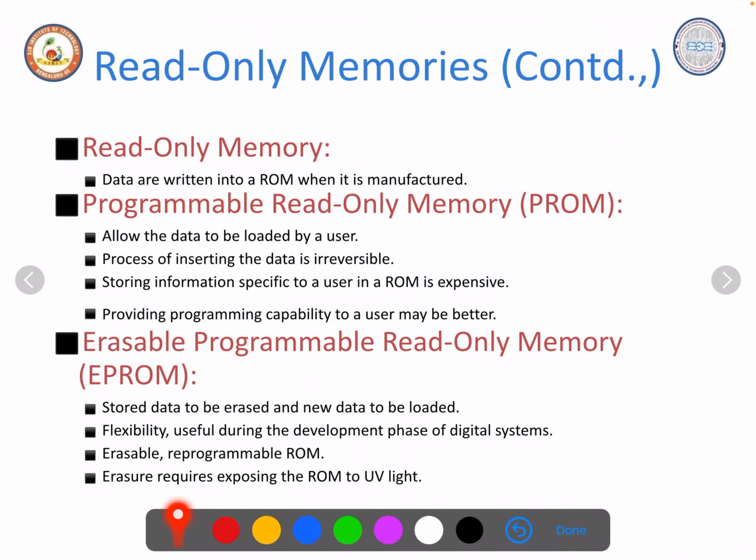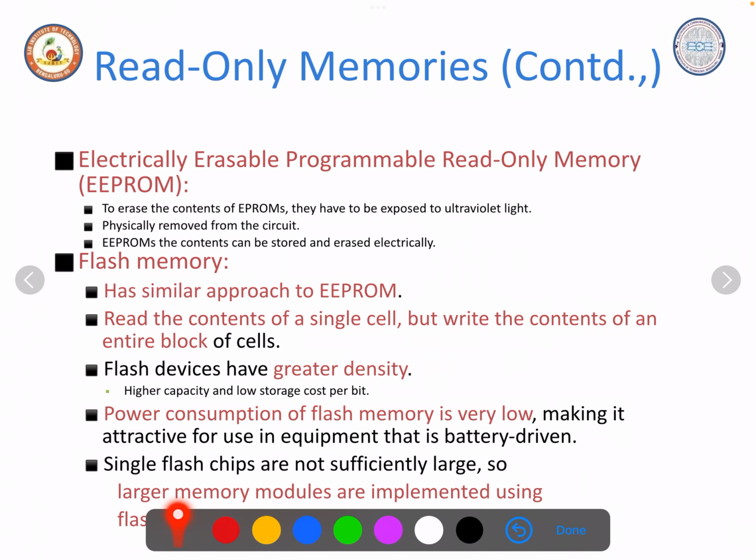So later they provided erasable programmable read-only memory. It is used to store the data, and when you load new data, the earlier data will be erased. Flexibility is provided to the user, erasable and reprogrammable. This can be done through UV light. The next type we have is EEPROM, electrically erasable programmable read-only memory.